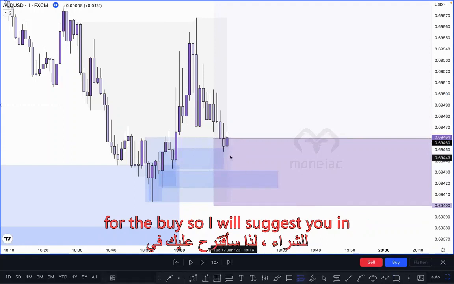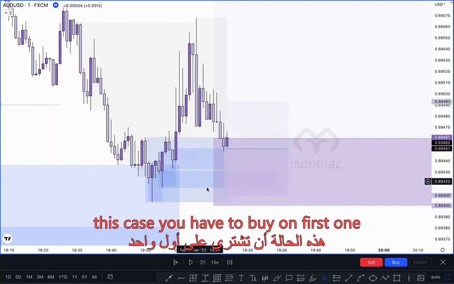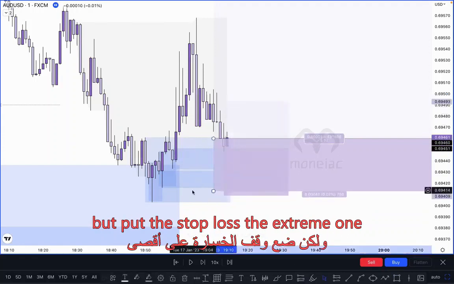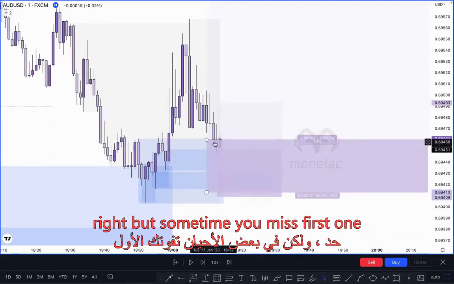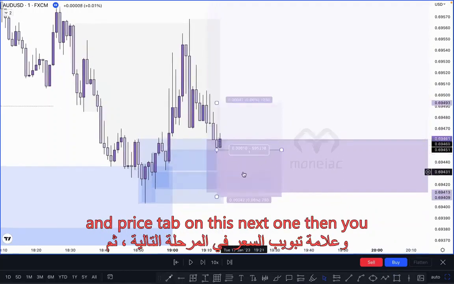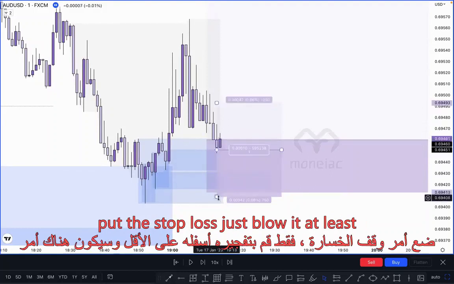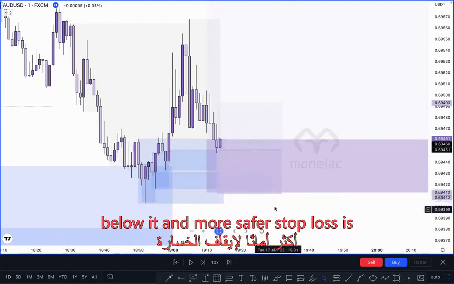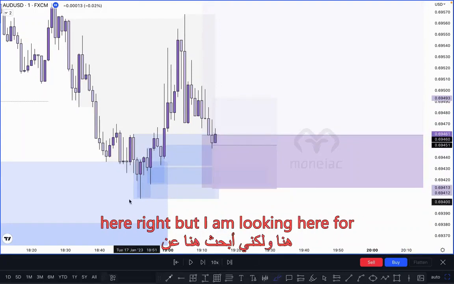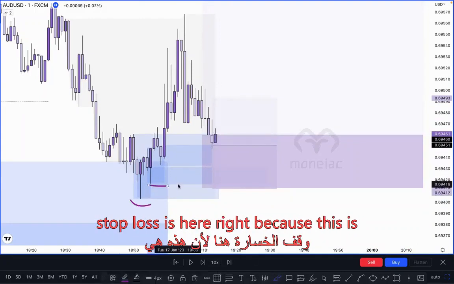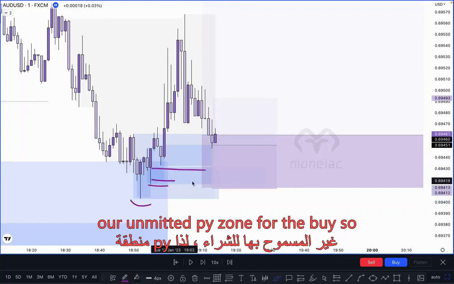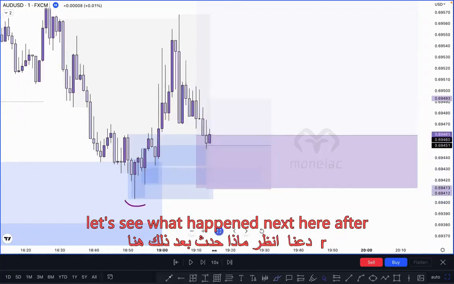So I will suggest in this case, you have to buy on the first one, but put the stop loss at the extreme one, right? But sometimes you miss the first one and price taps on this next one, then you can also buy here. Okay, so first of all, put the stop loss just below it, at least below it, and a safer stop loss is here, right? But I'm looking here for the stop loss here, right? Because this is our unmitigated PY zone for the buy. So let's see what happened next after this move.